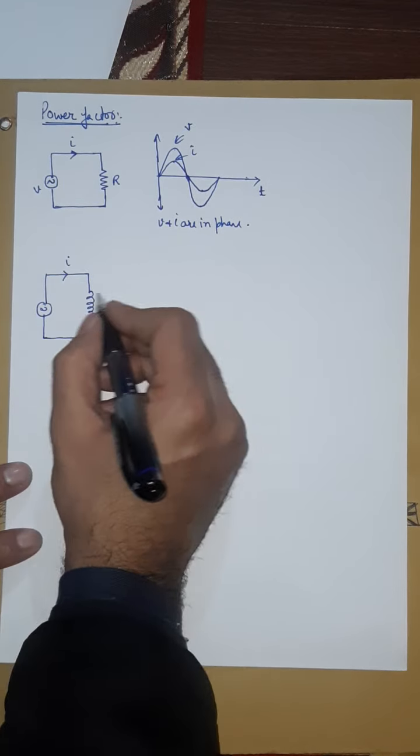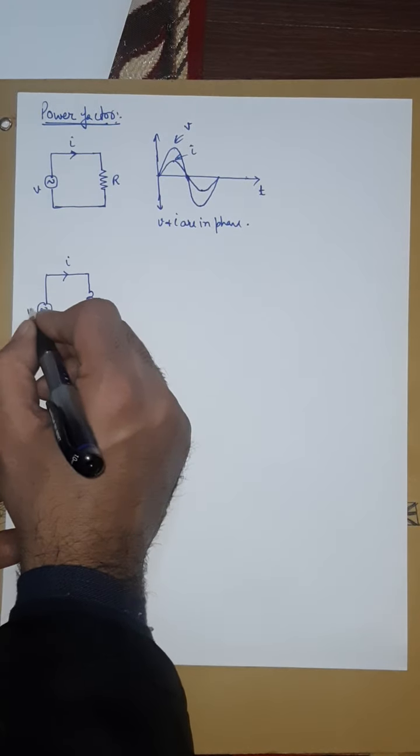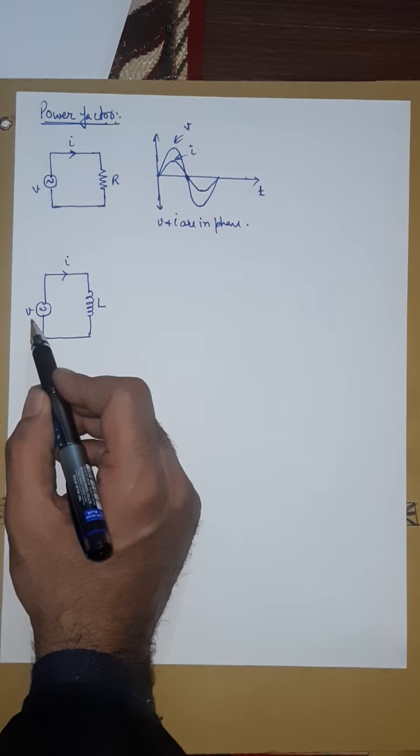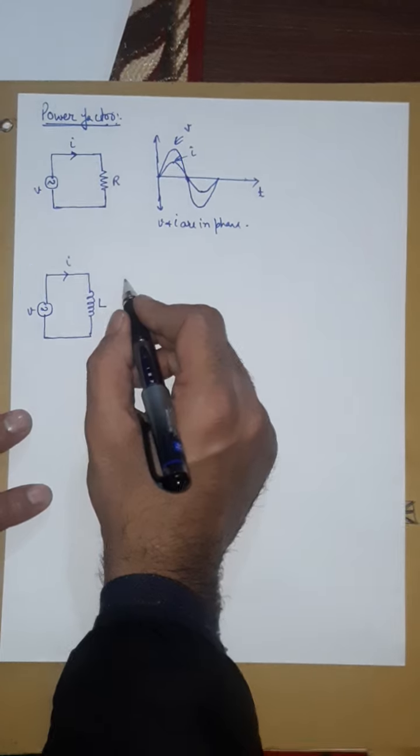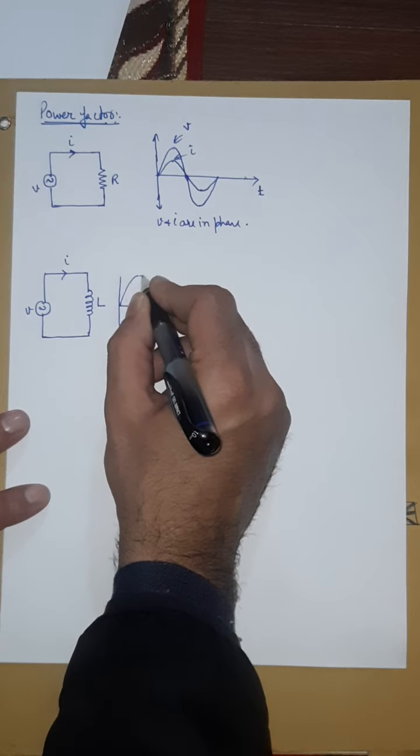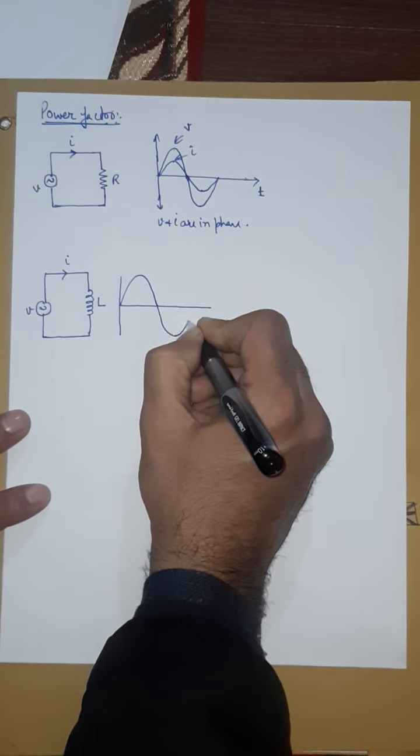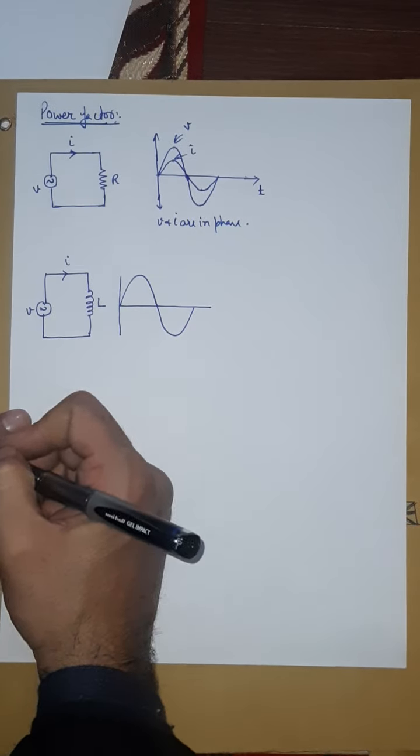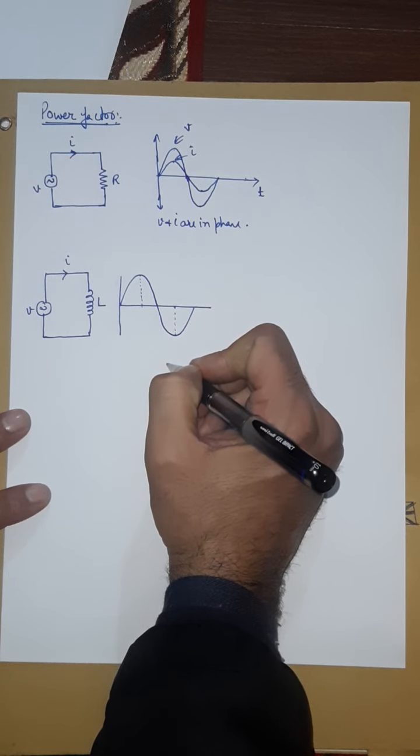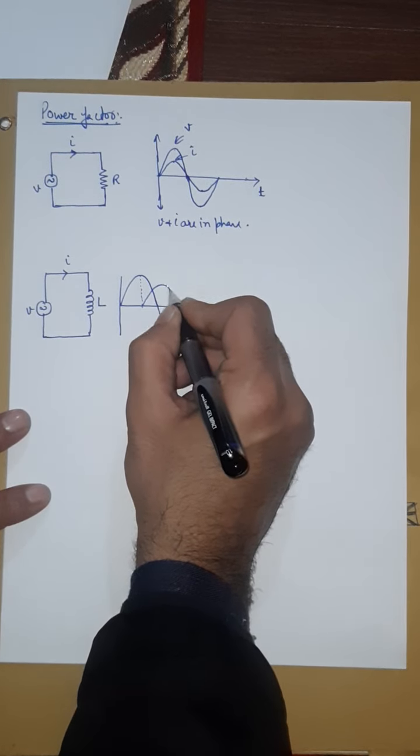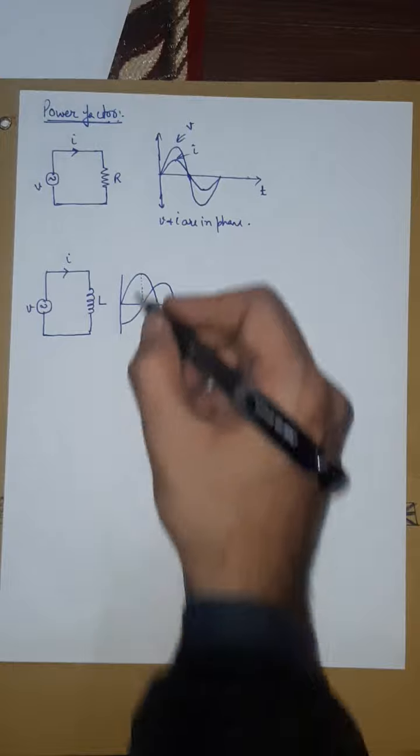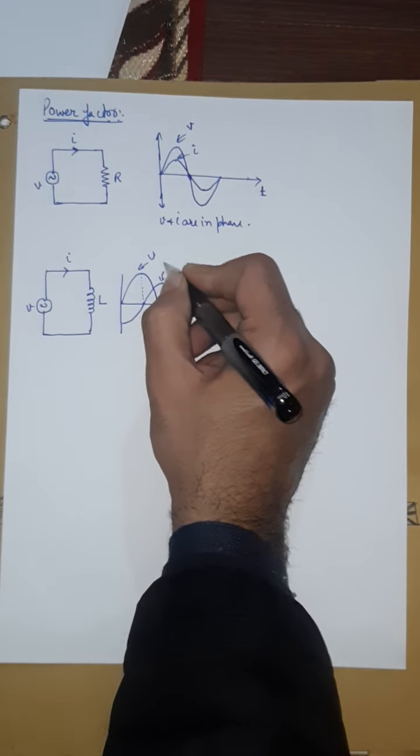Here I have the current I, here I have inductor L, and here I have voltage V. Again, for a sinusoidal voltage wave shape, the current will behave like this. This is my voltage V. This is a purely inductive load. The current will start 90 degrees later. So the current will go like this. This is my voltage V and this is my current I.